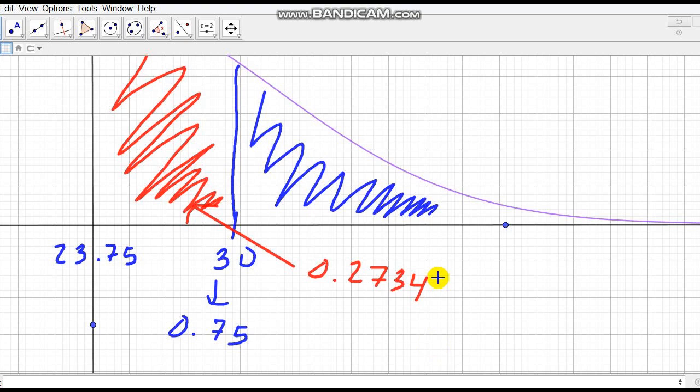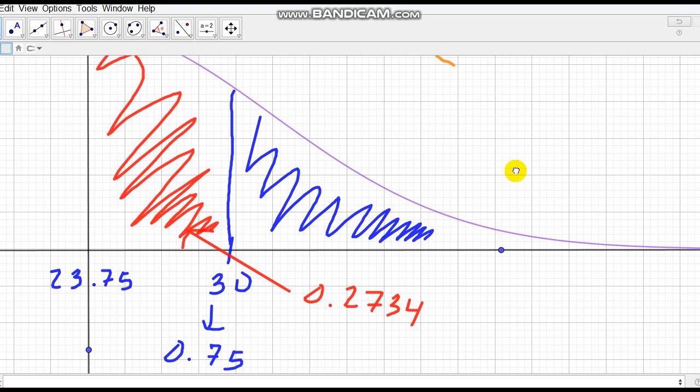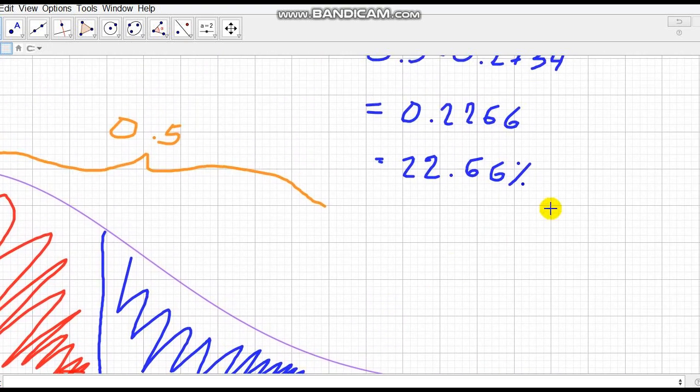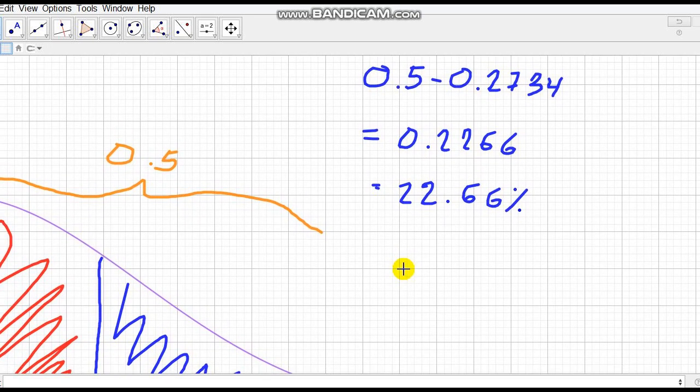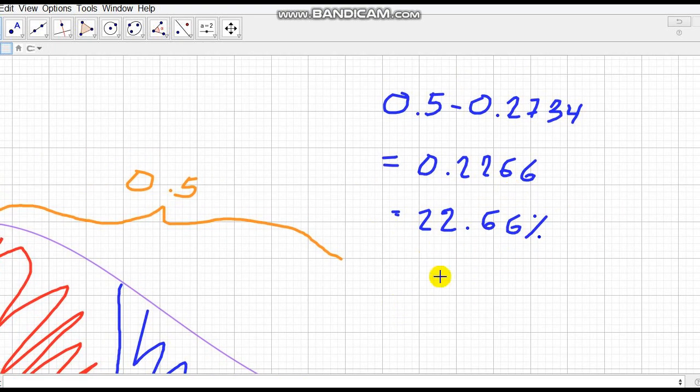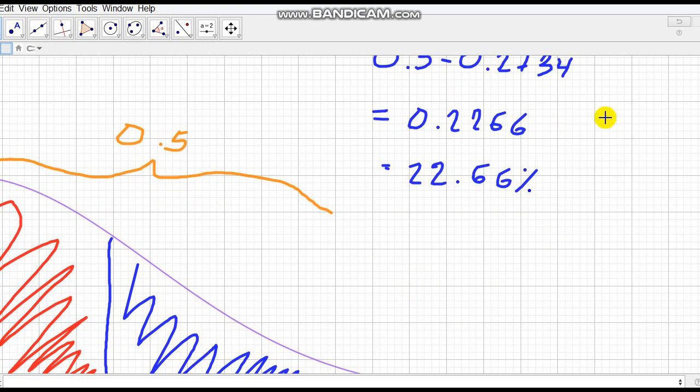So this means that the percentage of students who got a score of more than 30 is only 22.66% of the entire population. So that's how we go about it: the percentage is less than 25%, less than 1/4 of the students who got this particular score of more than 30.